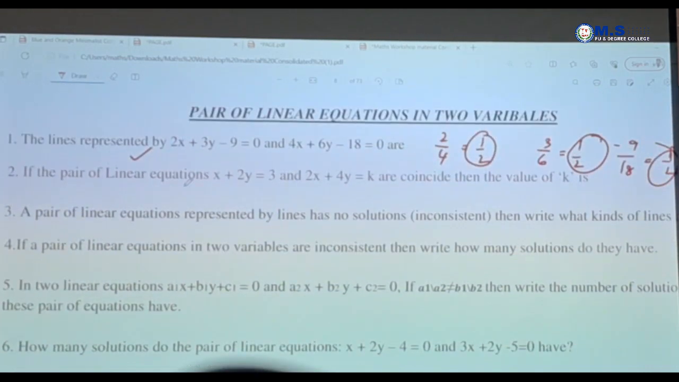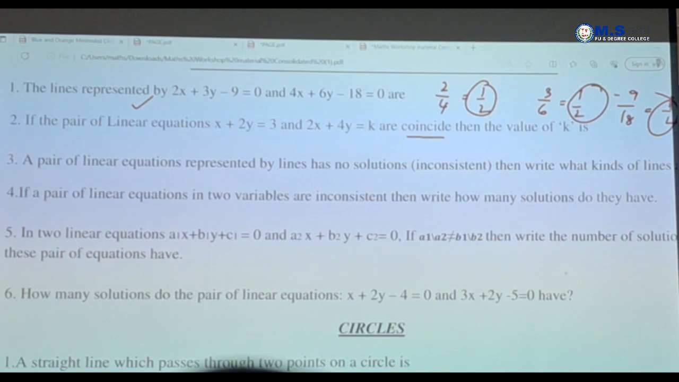Here, if the pair of linear equations x plus 2y equals 3 and 2x plus 4y equals k coincide, what is the condition? The lines coincide and the value of k is. What is the first ratio? A1 by A2 is 1 by 2. What is B1 by B2? 2 by 4. What is the third ratio? 3 by k. Now equate the third ratio with any one of the ratios, first and last. 1 by 2 equals 3 by k. Cross multiply, we get k equals 6.